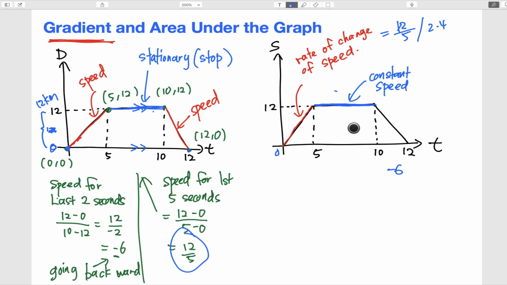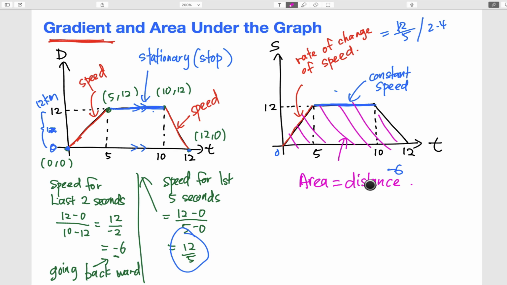Another very big difference between the distance time graph and the speed time graph is the meaning of the area. For both of these diagrams, only in the speed time graph does the area have a meaning. For the distance time graph, the area does not have any meaning. But for the speed time graph, the area means distance, the distance traveled by the particle.